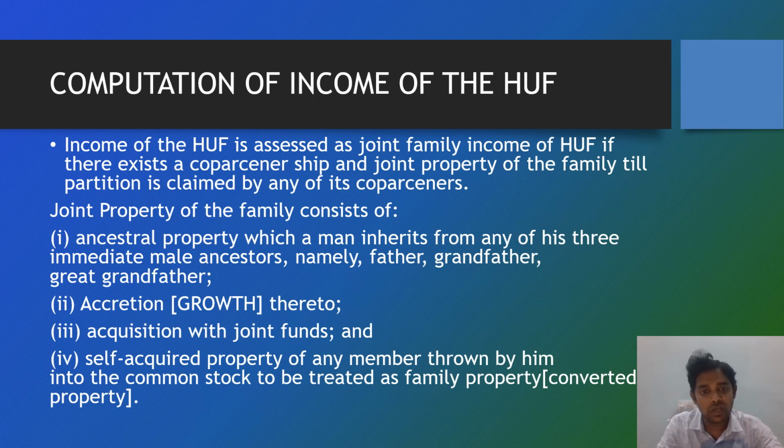It also includes accretion, that is growth of the joint family property, acquisitions with joint funds, and self-acquired property of a member thrown by him into the common stock to be treated as family property, that is, converted property.